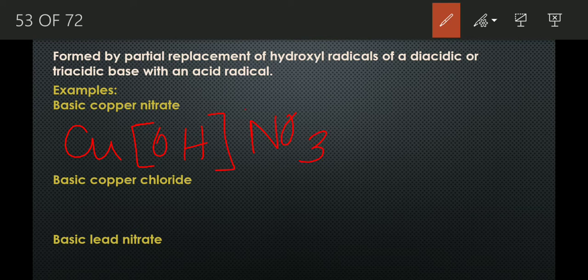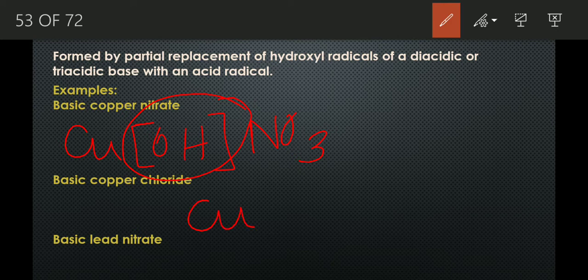See, here one hydroxyl radical is still present in this compound. That means there is a partial replacement. There is still one hydroxyl radical left that can be replaced. So, basic copper nitrate is a basic salt which is formed by the partial replacement of the hydroxyl radical.